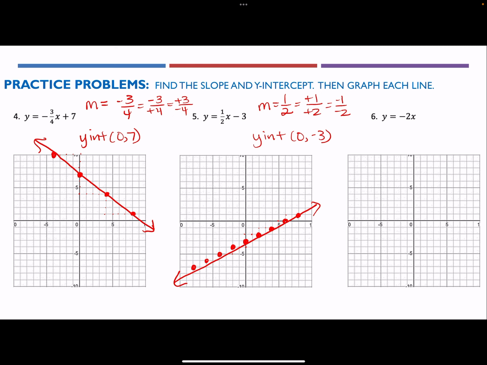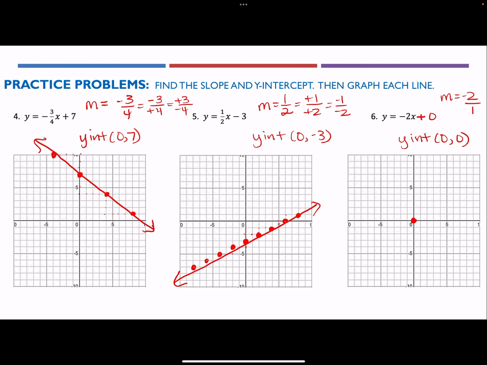All right, number 6 might be a little bit trickier. Y equals -2x. Remember, we did one like this before. If there's no plus b, +7, -2, whatever, we assume it's a +0, right? So my slope is -2. My y-intercept, 0, 0. So I start at the y-intercept.